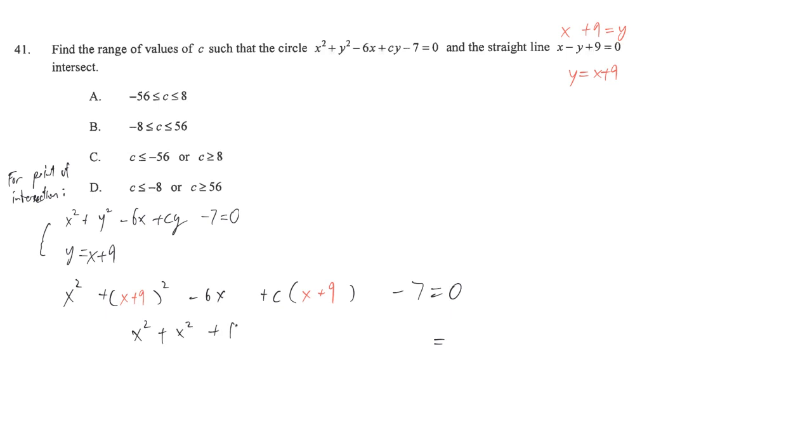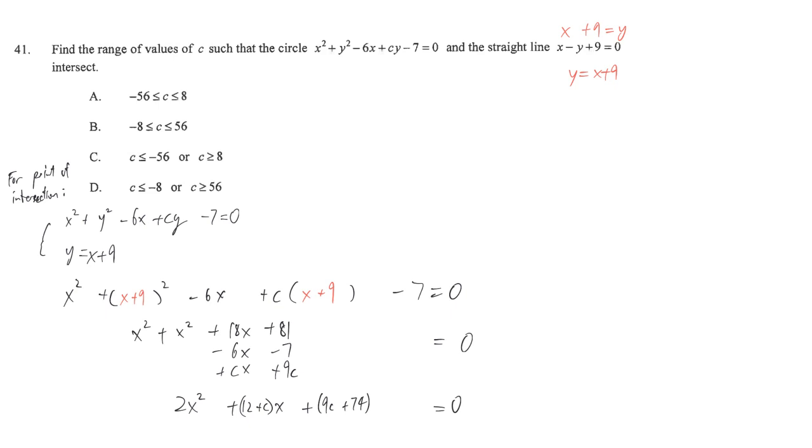So afterward we copy down negative 6x, which is in the same column as the x term here. And then we have plus cx plus 9c. And then we have minus 7, maybe I place it here. So therefore 2x squared plus 12 plus c times x. And then the constant is 9c plus 74.